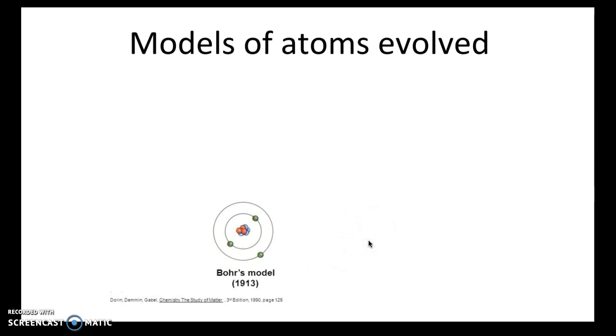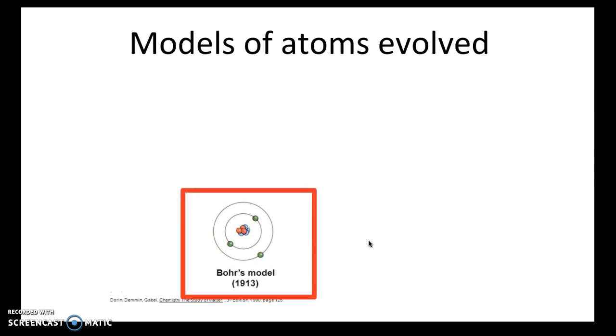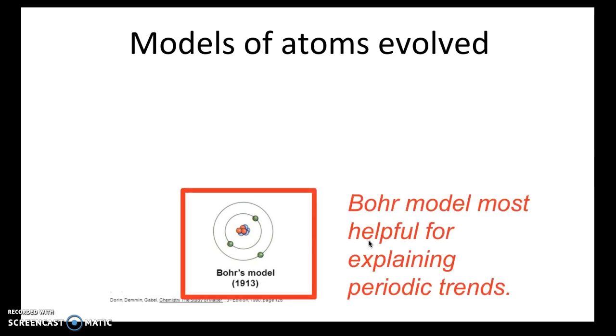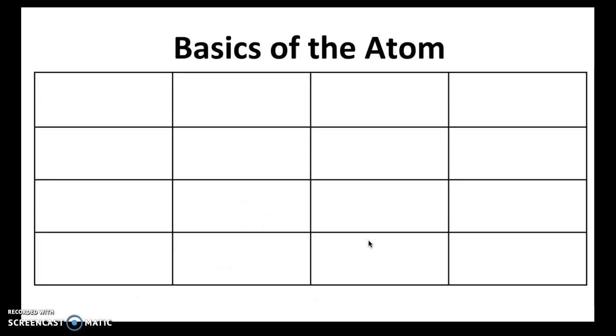But in order to understand the periodic trends in the periodic table, what we're going to use is what's known as the Bohr model. So this is the most helpful model for understanding periodic trends. But before we get into the Bohr model, let's take a moment to think about the basics of the atom.